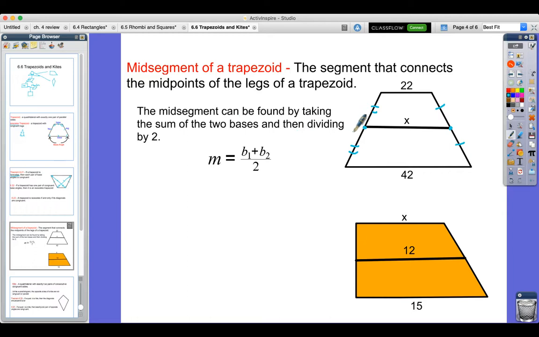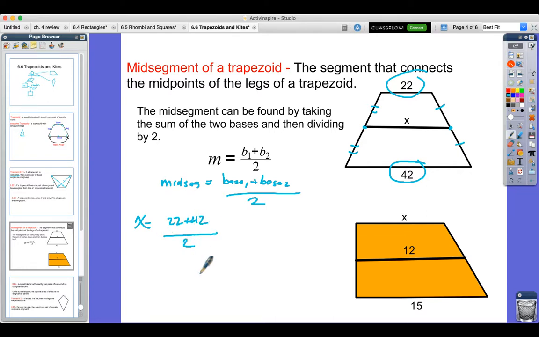But this mid-segment can also be found by doing this. The mid-segment is equal to base 1 plus base 2, divided by 2. So in this case, these are the bases right here. So to solve for x here, we would take 22 plus 42 divided by 2. So add them up, you get 64 divided by 2, we get 32.